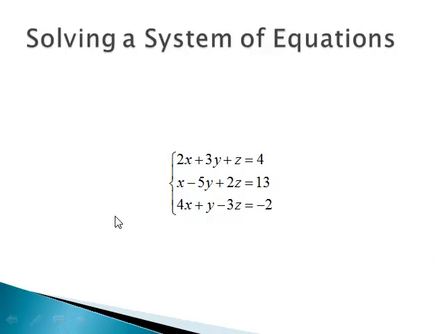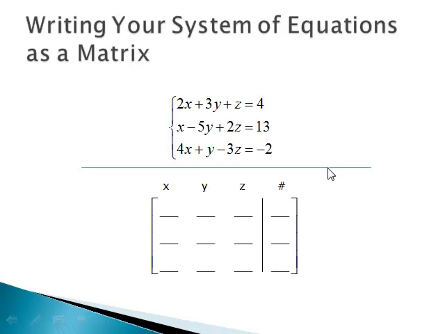We have three equations here, and we want to look for a solution that will solve all three of these equations at the same time. That is, we're looking for a value for x, a value for y, and a value for z. The first thing, if we're using Gauss-Jordan reduction as a method to solve these equations, is to write our system of equations as a matrix.